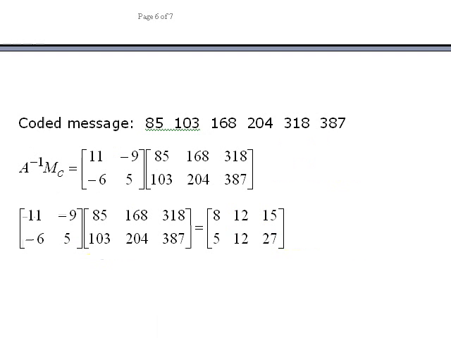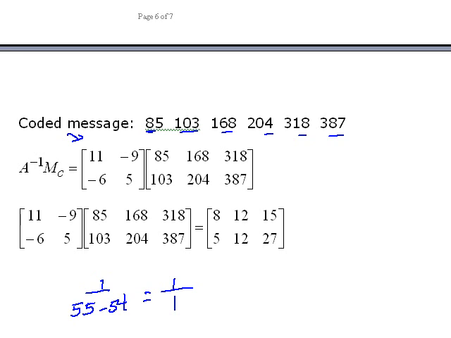And now we can see how it works, or if it works. So the coded matrix that the other person received was 85, 103, 168, 204, 318, and 387. Here is the decoding matrix. Remember that we had a leading term that was 1 over the determinant, but the determinant was 1. It was 1 over 55 minus 54, so it's just 1. We're just left with the matrix. We don't have to worry about a scalar.